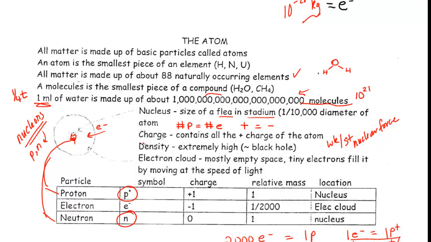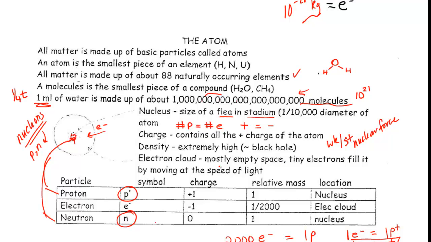If we were to look at just the density of the nucleus, it's extremely high, like a black hole. Add that to the entire atom, where most of the electron cloud is empty space, then we have densities that are similar to the densities that we're used to. For example, the density of water or the density of iron. Electron cloud, again, is mostly empty space.